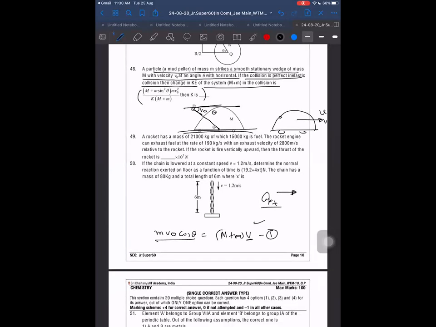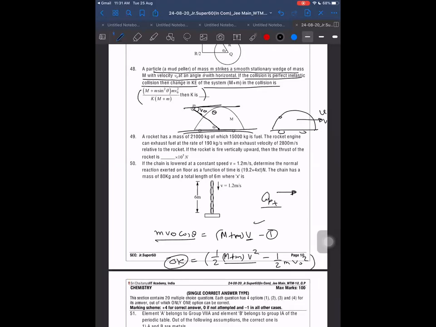What else do we want here? v is m v naught cos theta by M plus m. Then after getting v, we can get the change in kinetic energy: half of M plus m into v square, minus half m v naught square. We'll get the answer from here, the change in kinetic energy.